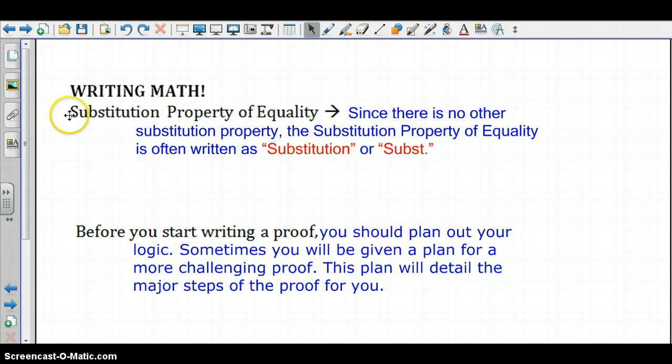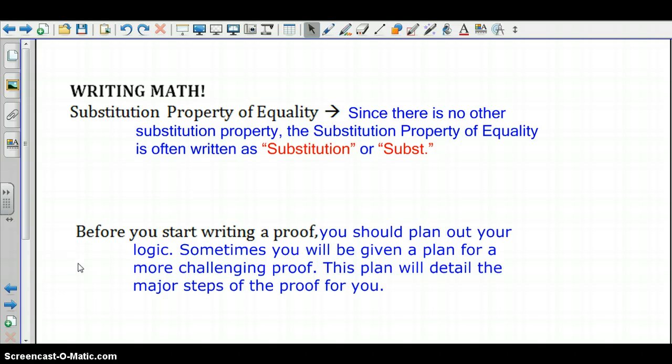So just a quick recall for writing math: since there's no other substitution property, the substitution property of equality can be written in a shorter manner as just substitution, or abbreviated SUBST period. Okay, we can just write substitution or this abbreviation. You do not have to put POE after this because there is no other substitution property.